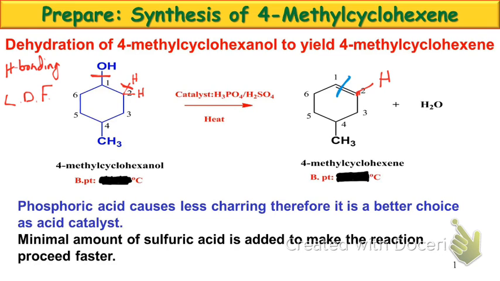If we go over and look at our product, what do we see over there? London dispersion forces, and that's it. What phase would we predict?